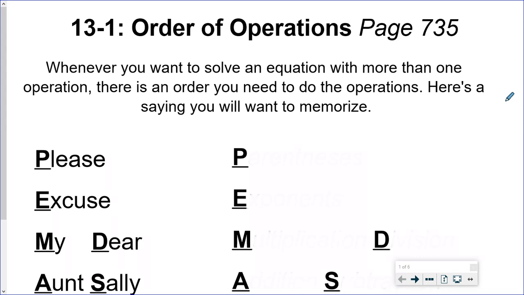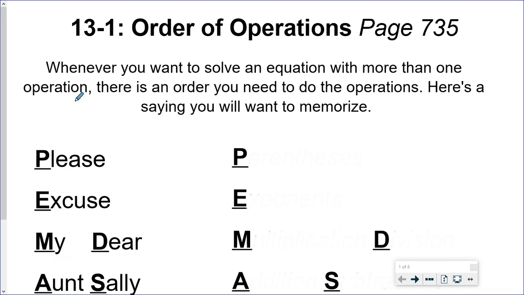So this starts a new chapter for us, and this chapter is going to talk about what you do whenever you have more than one operation in a particular problem. It starts off by saying, whenever you want to solve an equation that has more than one operation, there is an order that you need to do the operations. Now, when I talk about operations, I'm not talking about being a doctor and opening someone's chest up. That's not the type of operation we're talking about. The operation I'm talking about is some sort of arithmetic operation: addition, subtraction, multiplication, or division. So whenever you're trying to do a problem that has more than one of those in there, you have to make sure you do them in the proper order.